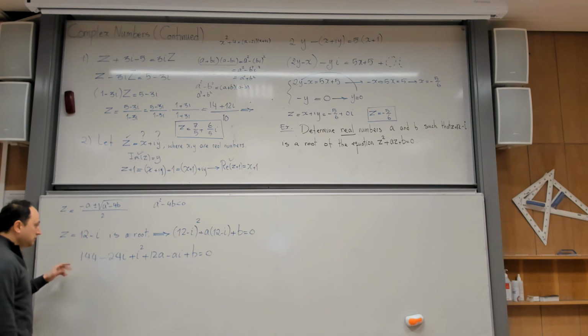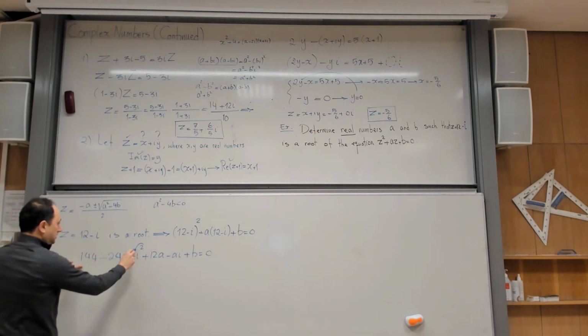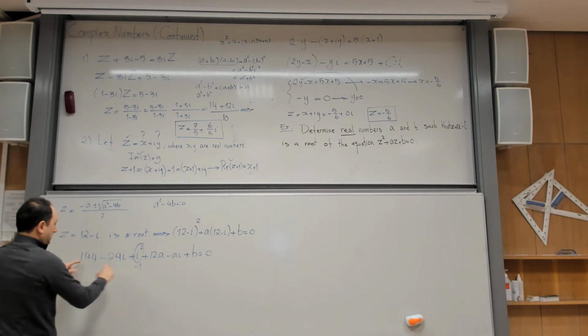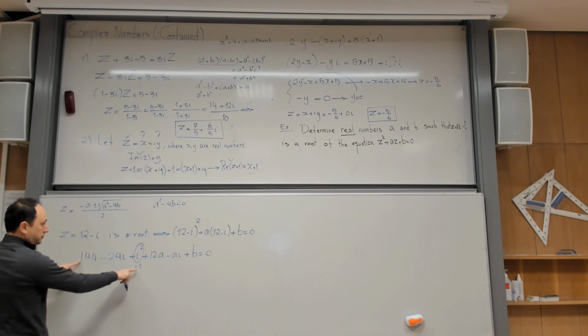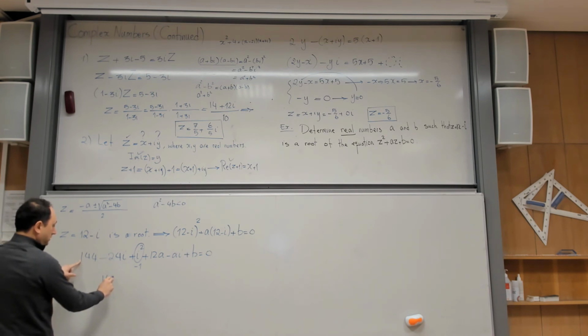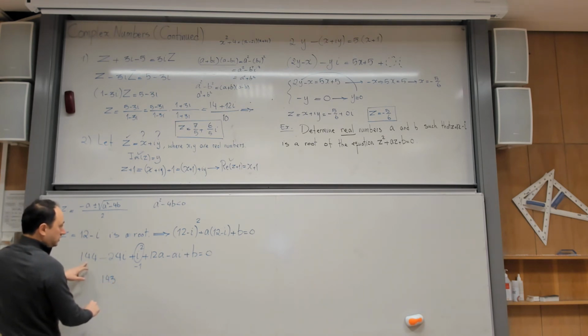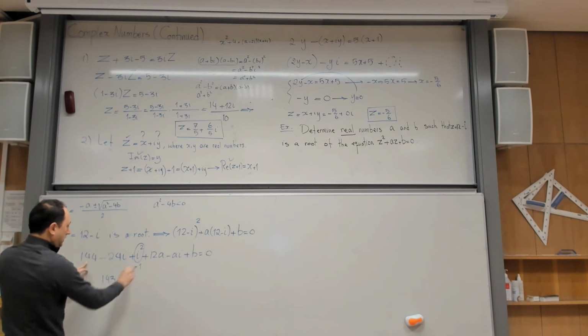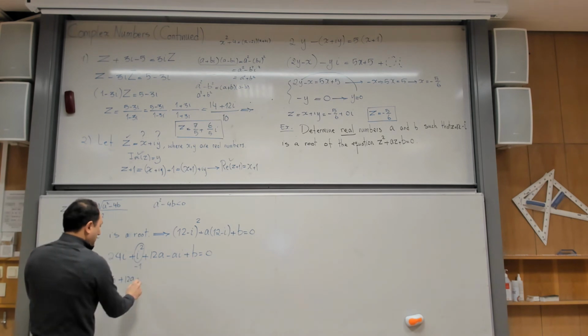So what is the standard form? This is real, minus 1. This is 144, so far 143. And then what are the other real parts? I have a 12a, that is a real part. And I have a b, that's also a real part.